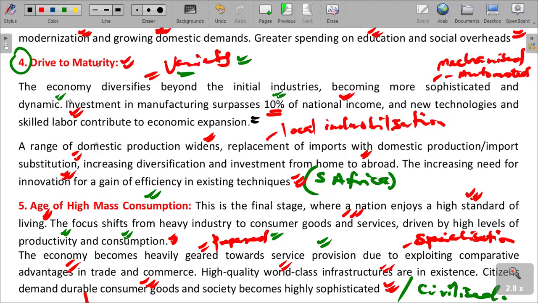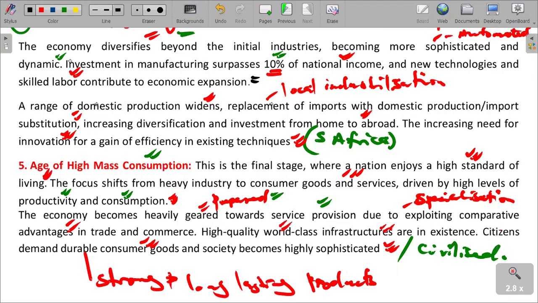We have got replacement of imports with domestic production. Actually, that we can call import substitution. That also increases diversification and investment from home to abroad. Countries or states will start to invest in other countries in order for them to earn more income, to earn the much needed foreign currency.